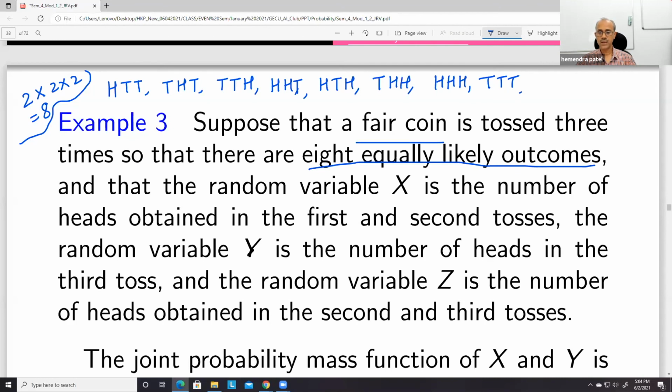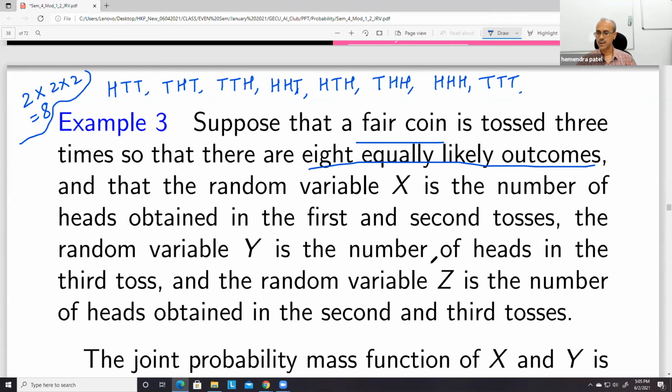And the random variable y is the number of heads obtained in the third toss. So you can see that y will have value either 0 or 1. There are 2 possibilities only for y. For x, there are 3 possibilities, 0, 1, 2. Either 0 heads or 1 head or 2 heads.